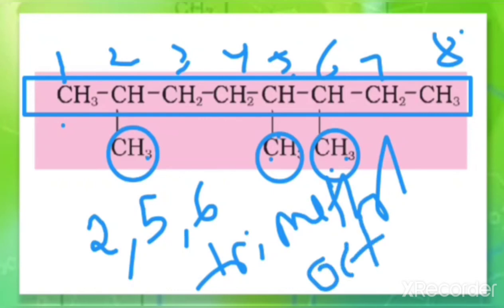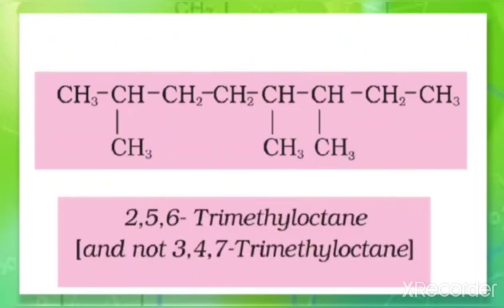And what about the linkage? Look here in the main chain, all carbon atoms are singly bonded. So the primary suffix we are using is ane. So what is the name for this one? That is 2,5,6 trimethyl octane. So this is one example given in the textbook.